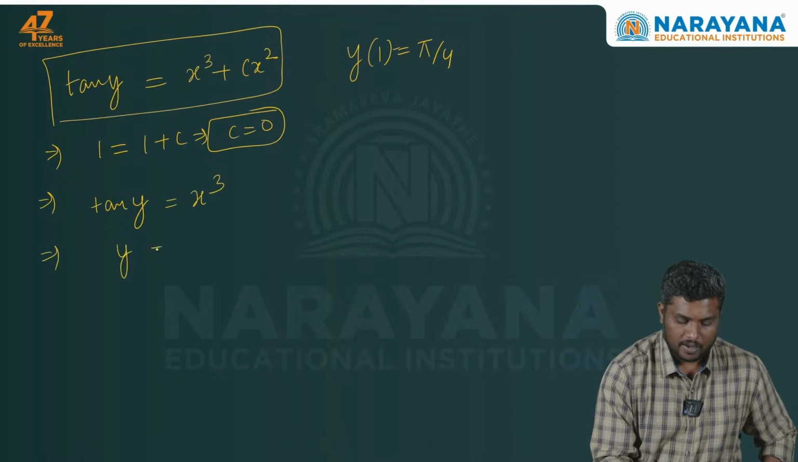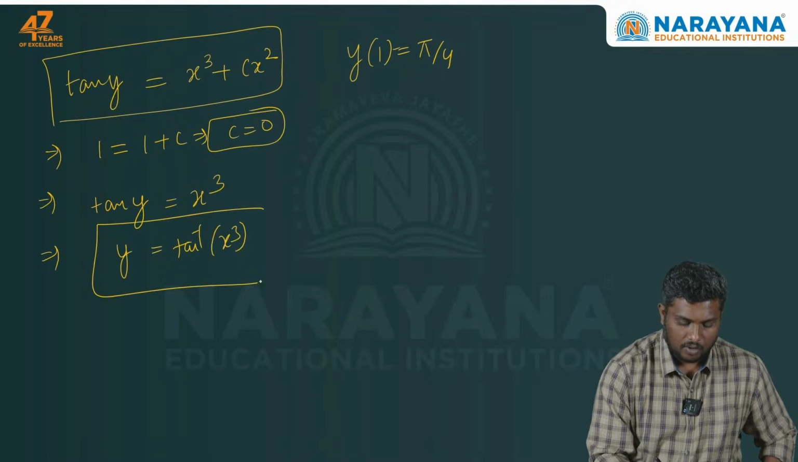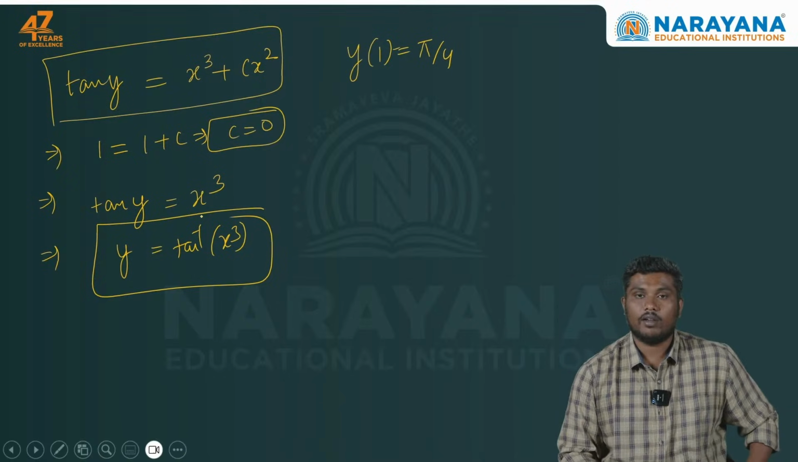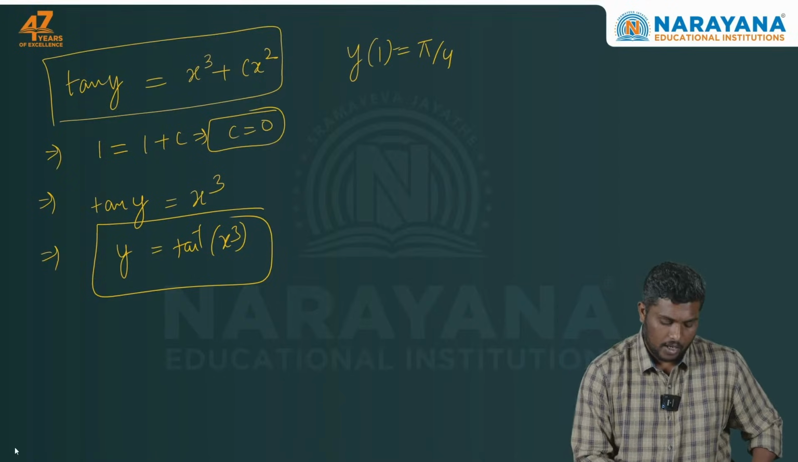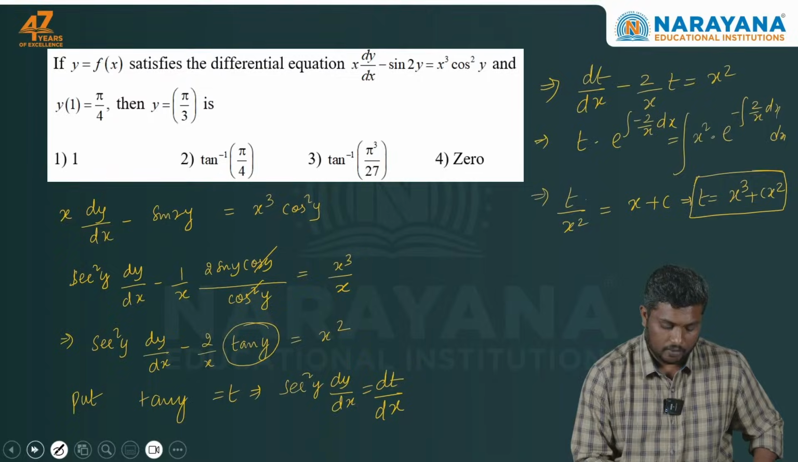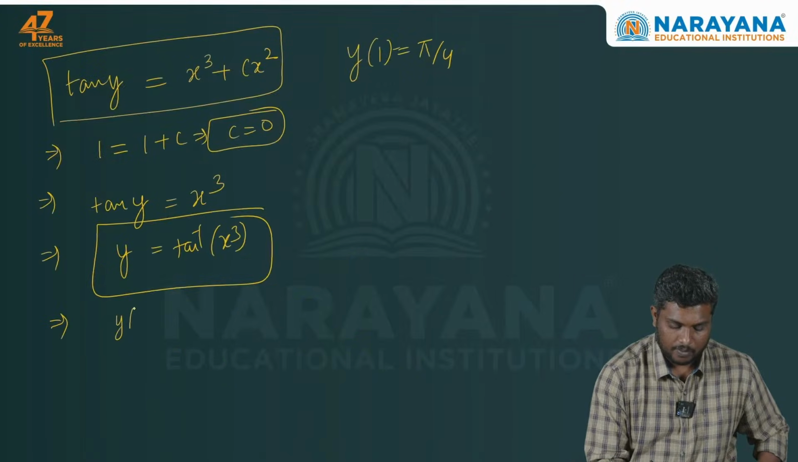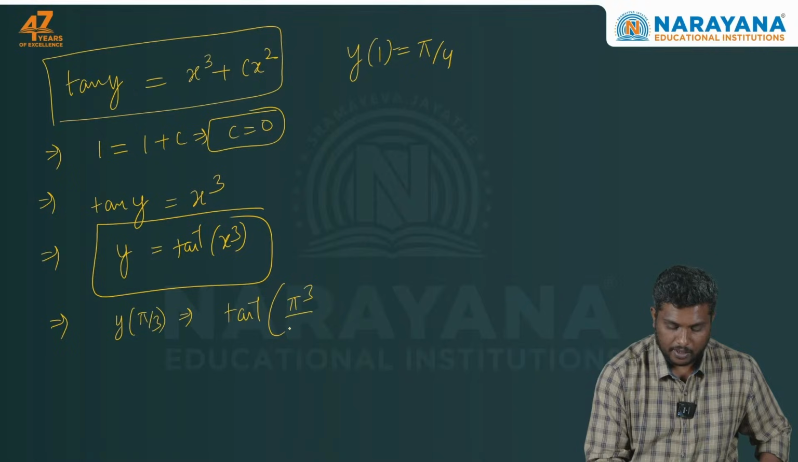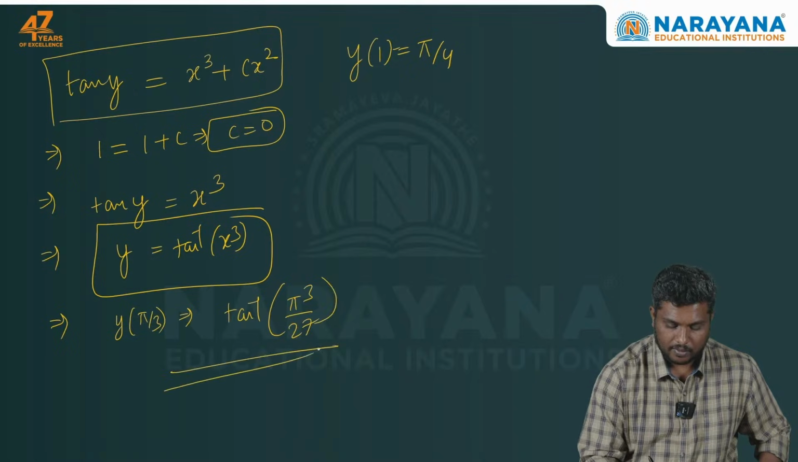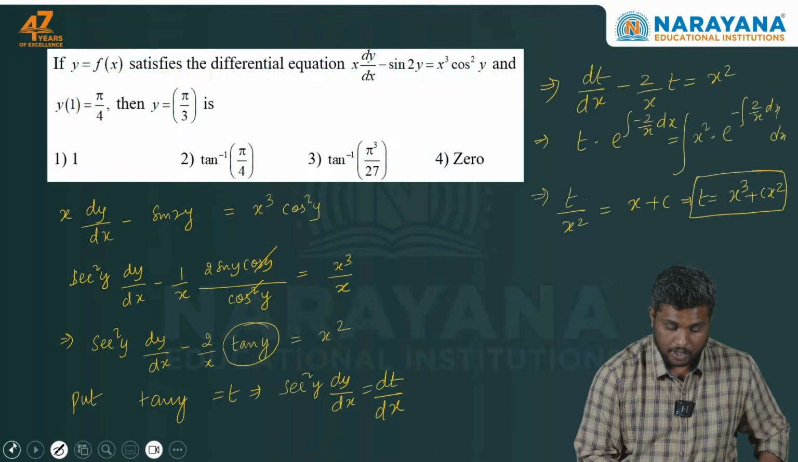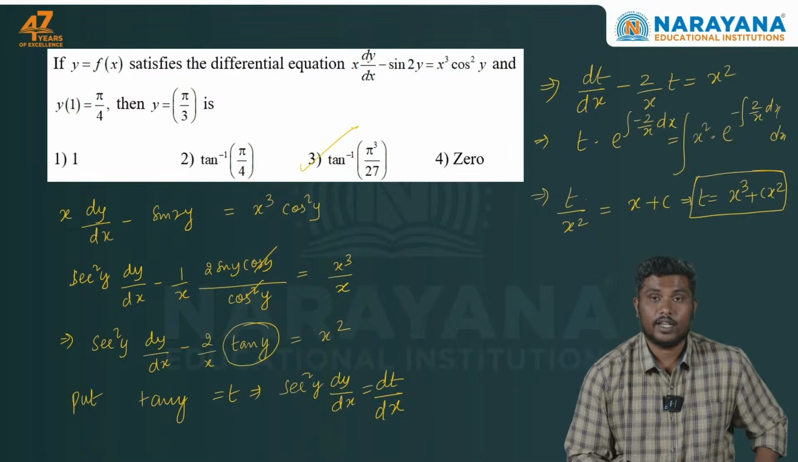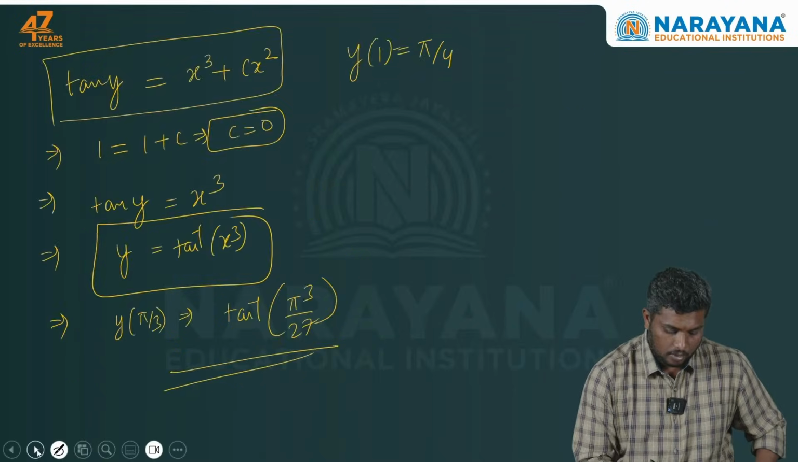So what is y? Tan inverse x cube. So we got the function finally, y is equal to tan inverse x cube, and we are asked to find what is y of pi by 3. y of pi by 3 is equal to tan inverse of pi cube by 27. So pi cube by 27 it is. So we can move on to the next question.